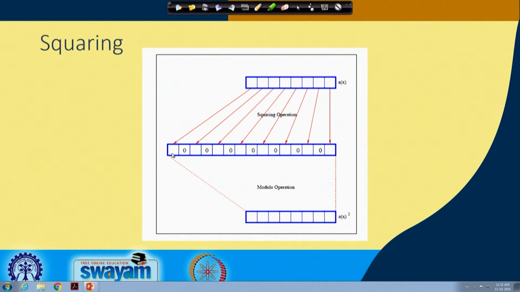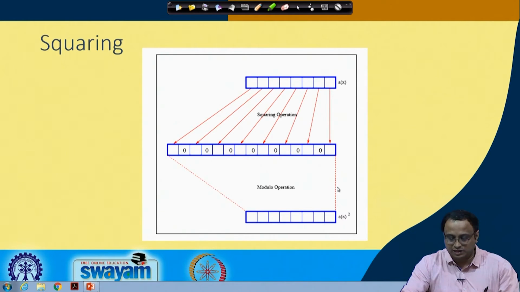So, therefore, what you still need to do is bring the result back to the field. The final result essentially should be back in the field, which means you need to do a modulo operation so that the result comes back to GF(2^n).